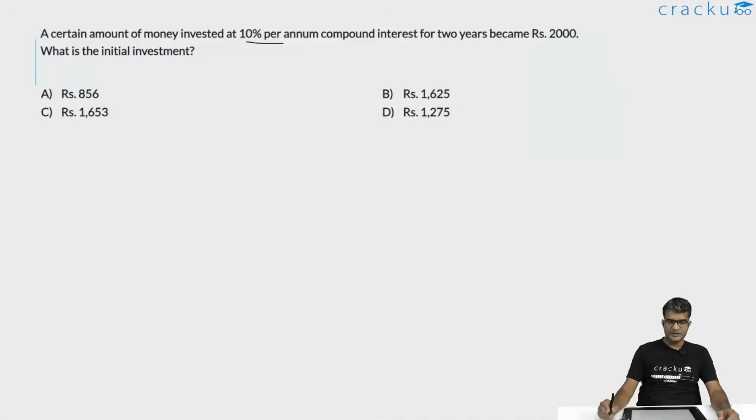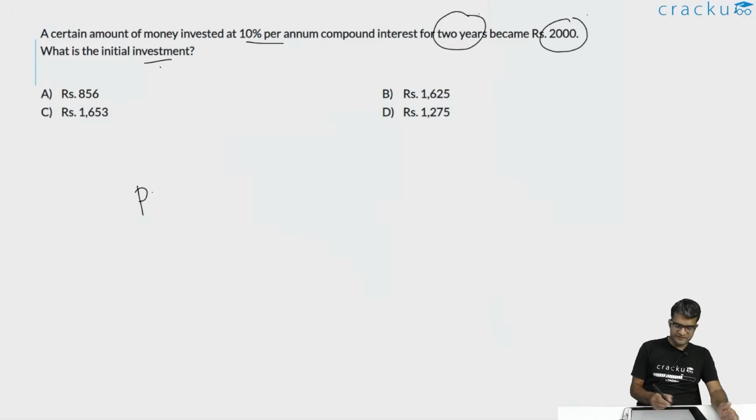In this question, we are told that there is a certain amount of money which is invested at 10% per annum compound interest. It becomes 2000 at the end of 2 years. What is the initial investment? Let us assume that the initial investment is P.